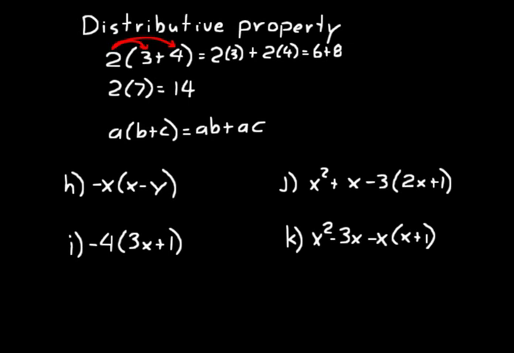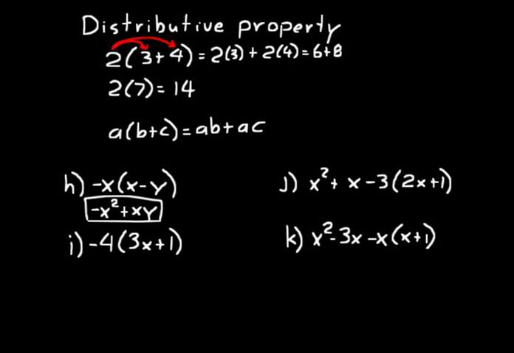On the first one, we need the distributive property, and we distribute that negative x over x and over negative y. So we say minus x times x, that would be a minus x squared. And then minus x times minus y, two negatives, that would give us a positive xy. And so there's our simplified form of that expression, minus x squared plus xy.